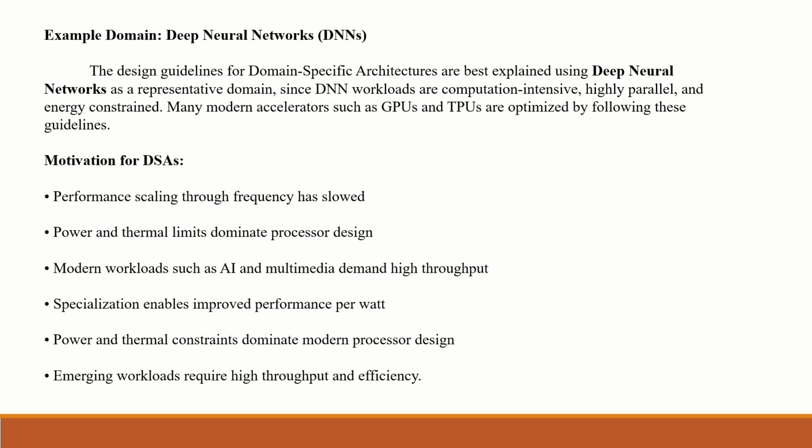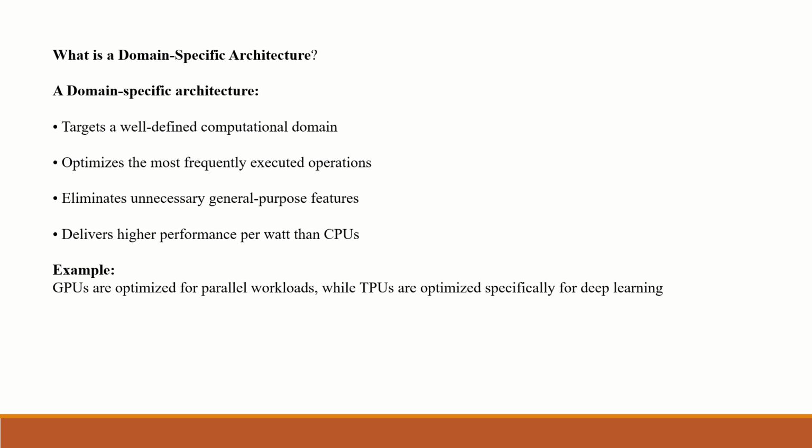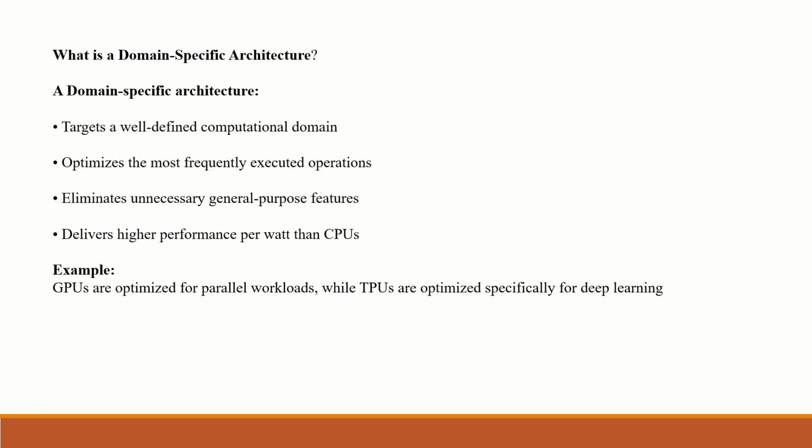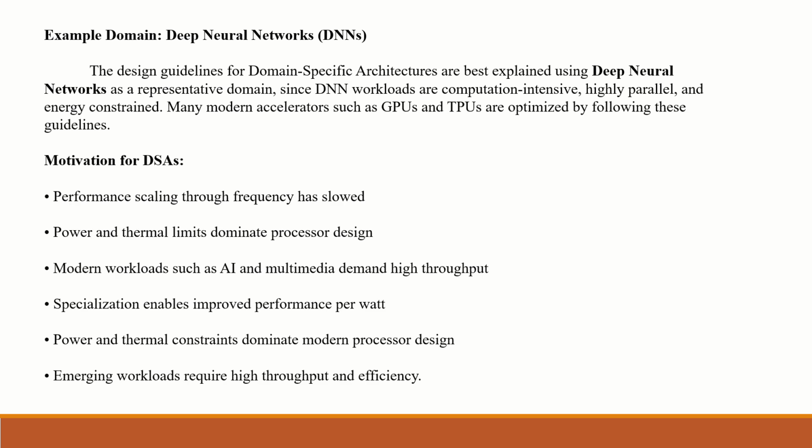Example domain. In this seminar, the deep neural networks are taken as the example domain. DNNs need a lot of computation. They work on large data and they need high speed. Because of this, the special architectures like GPU and TPU are used for deep neural networks.